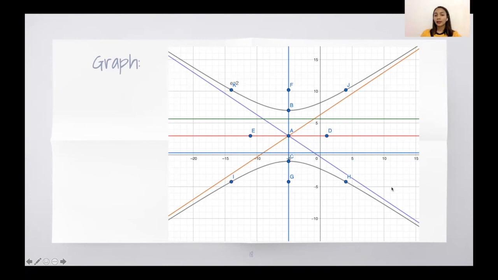The intersecting lines, color violet and color orange, are the asymptotes. The center is at negative 5, 3. Here are the co-vertices. The parallel lines, color green and color blue, are the directrices. The red line is the conjugate axis. The blue line is the transverse axis.